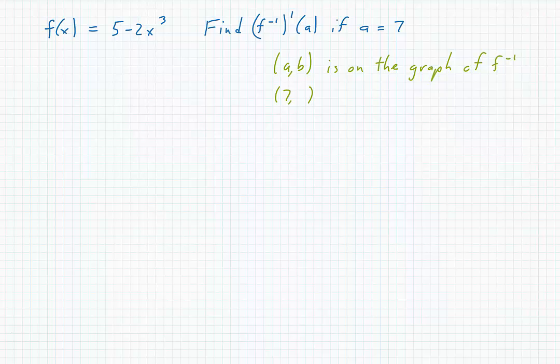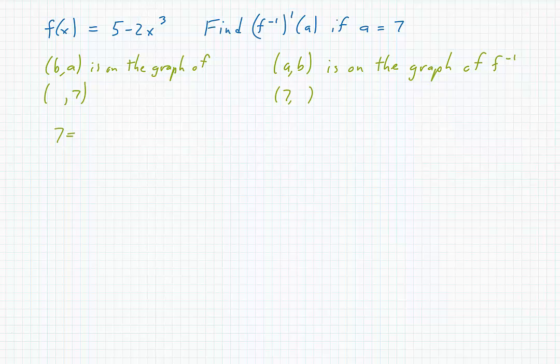Well, we know that if (a, b) is on the graph of f inverse, that says that (b, a) must be on the graph of f. Which in this case says that there's some point (something, 7) that must be on the graph. So it says that our y value is 7. So let's plug it in and see what happens.